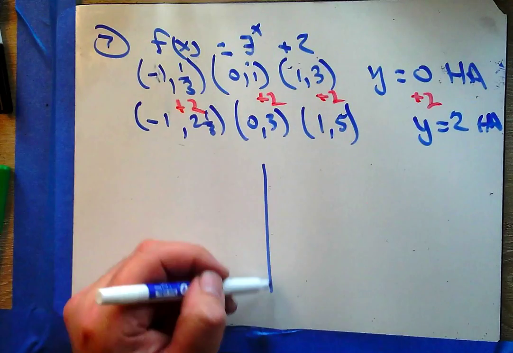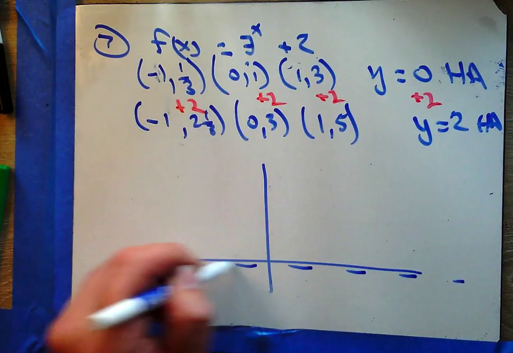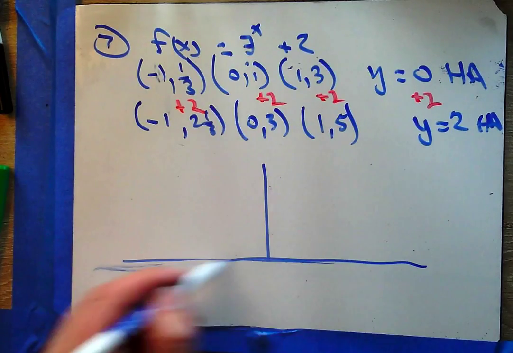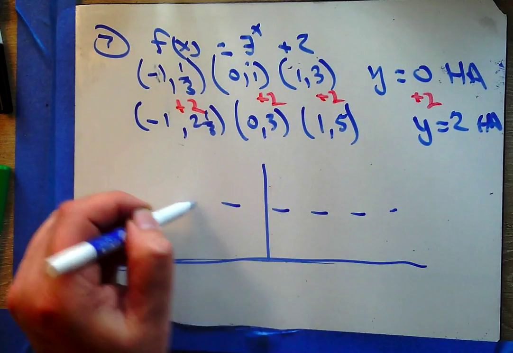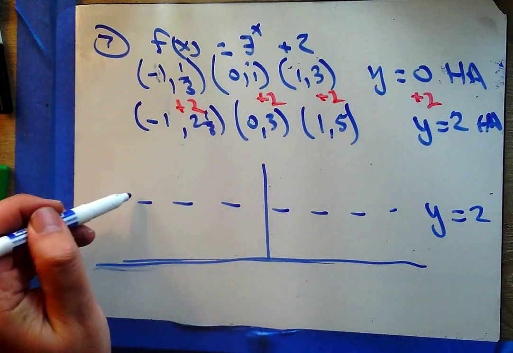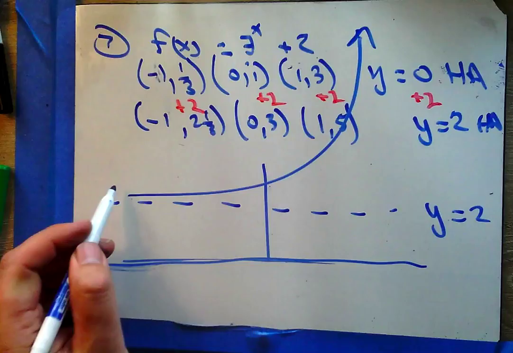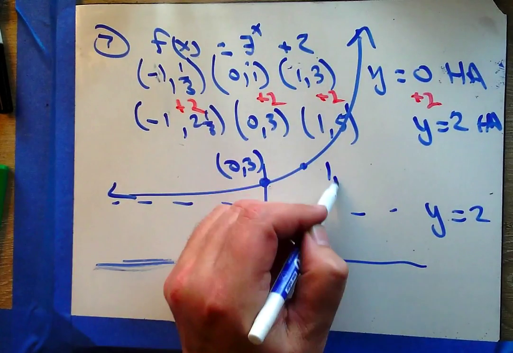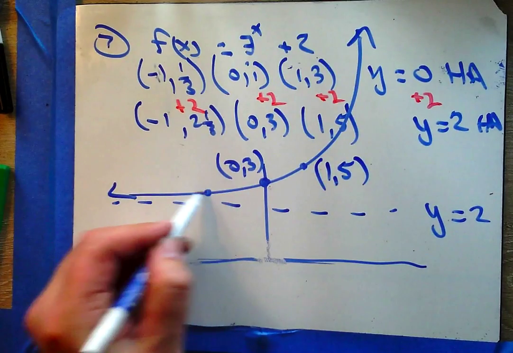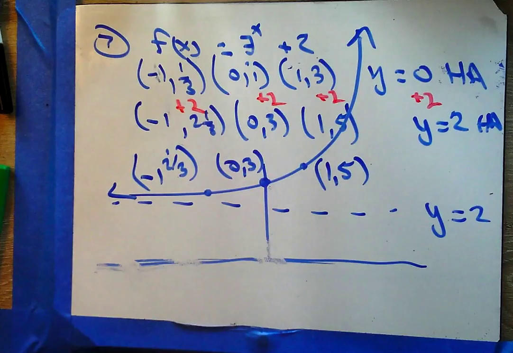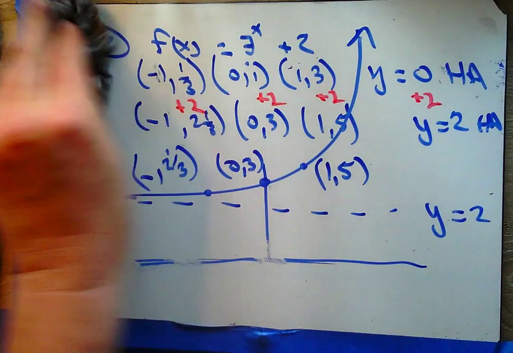Sorry, let me fix that for a second. Y equals 2 here. We've got exponential growth. So this is 0, 3; 1, 5; and back here, negative 1, 2 and 1/3. Okie doke. Okay, how about problem number 8?